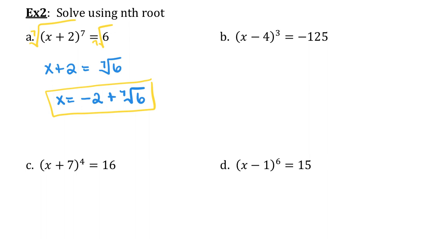Okay, x minus 4 to the third. That's going to be a third root. Okay, I have the third root of negative 125. Can we third root negatives? Yes, you can third root odds. Okay, what's the third root of negative 125? It is negative 5. Okay, so if I plus 4 to the other side, I get negative 1. Okay, so I only got one answer.